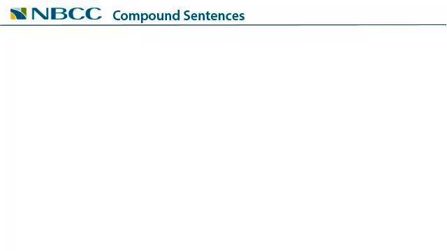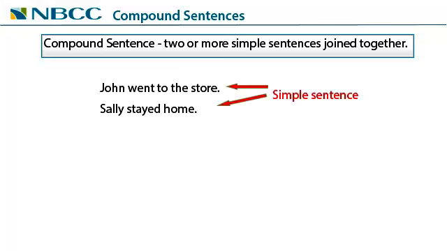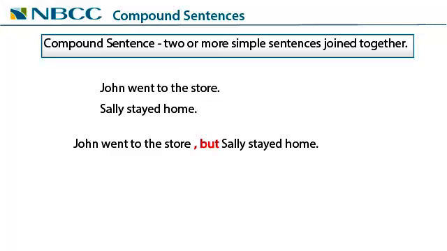A compound sentence is a type of sentence you make by joining two or more simple sentences together. Here's what I mean. John went to the store. That's a simple sentence. Sally stayed home. That's another simple sentence. And we can join these two sentences together using a comma and a coordinating conjunction, like this. John went to the store, but Sally stayed home.